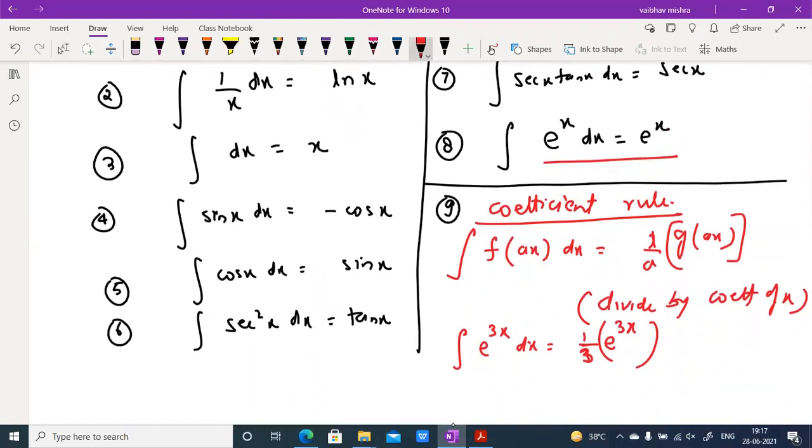Integration जब हम area calculate करते हैं, above the x-axis area is positive, below the x-axis area is negative. Correct?